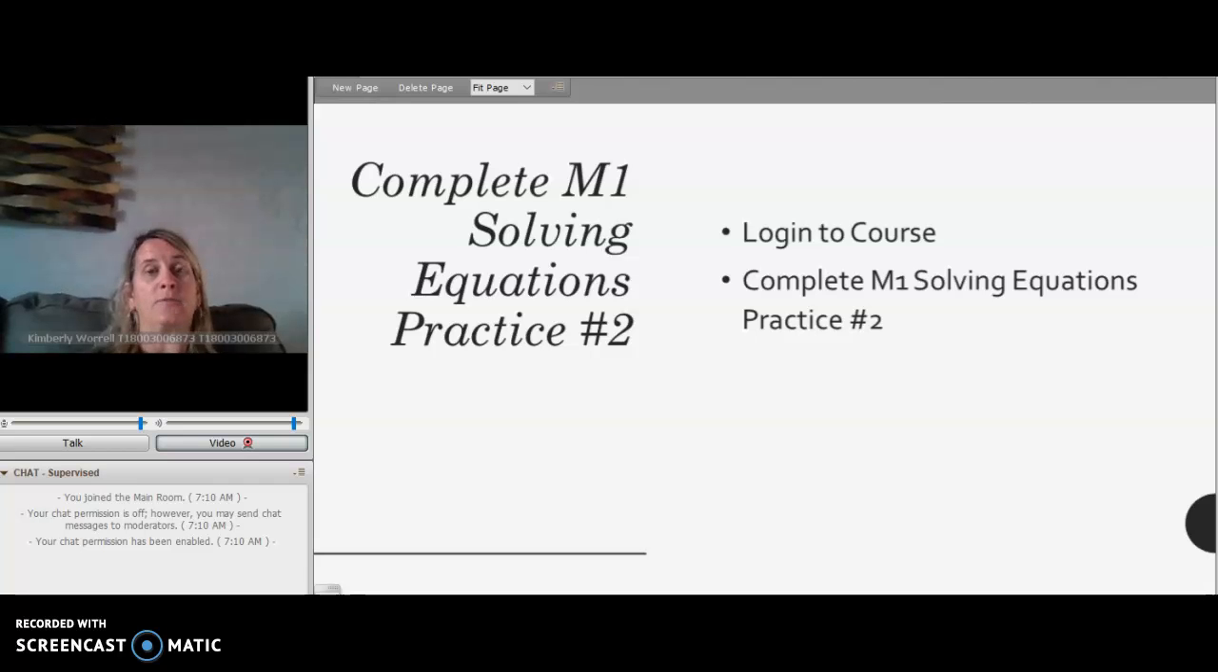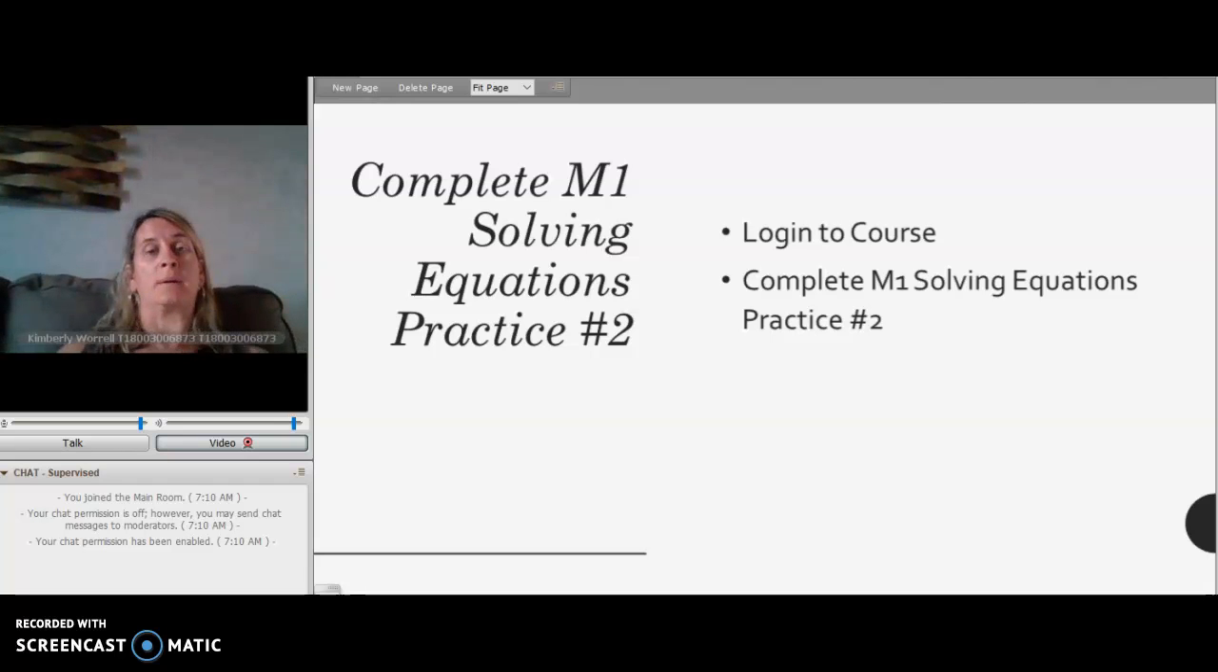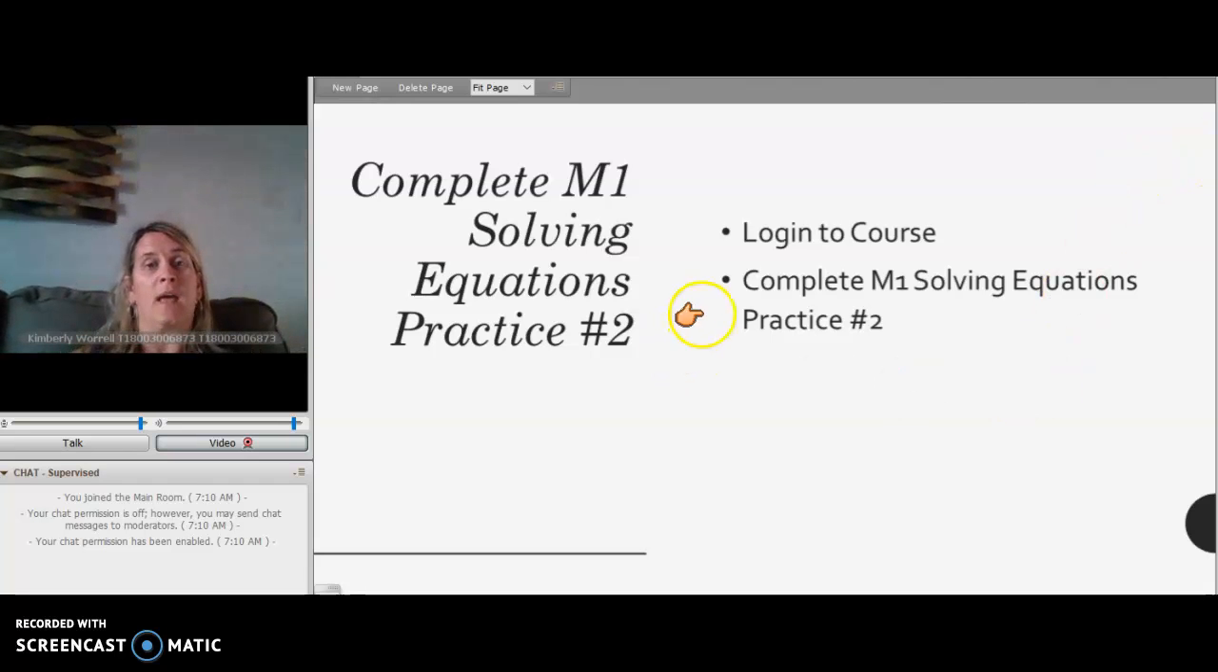And your assignment for today, everything that we previously talked about other than the warm-up should have been completed already. But at this point, your student guide should be done. And now you can complete the M1 solving equations practice number 2.